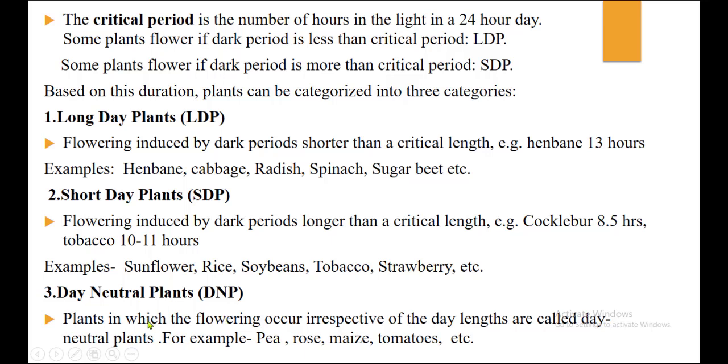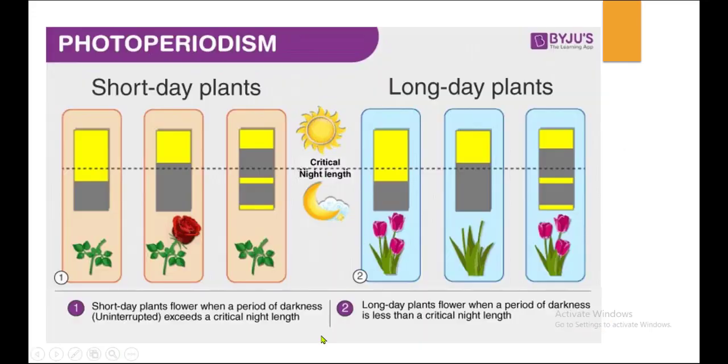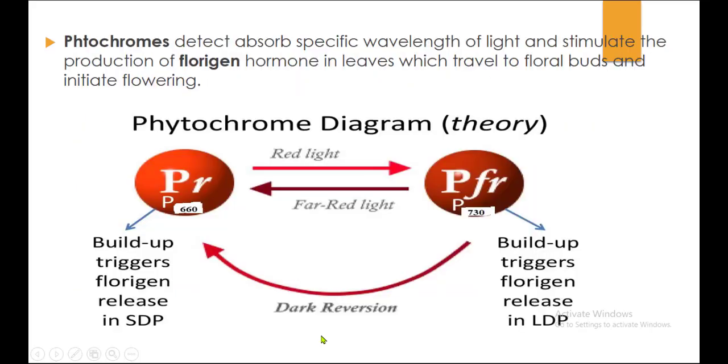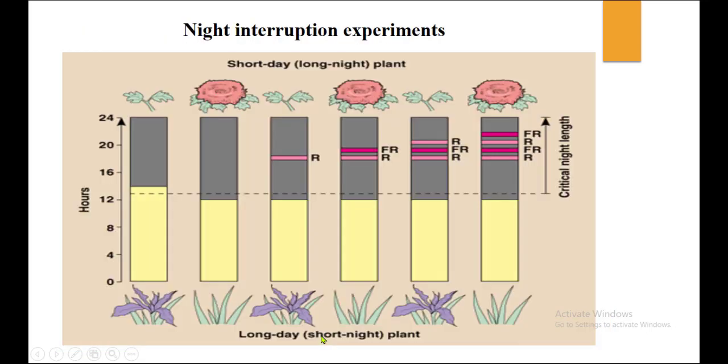And day neutral plants, I already mentioned, are independent of the light or dark period, so they can flower in any season. So this was all about photoperiodism, short day plants and long day plants. I hope it was good and you must have understood it clearly.